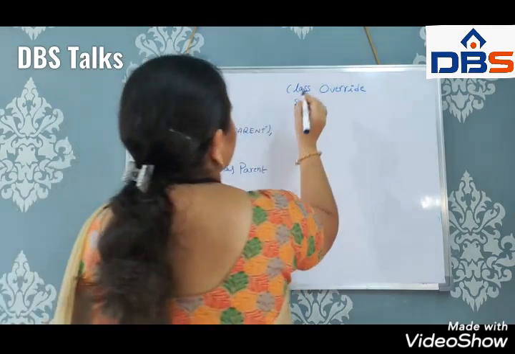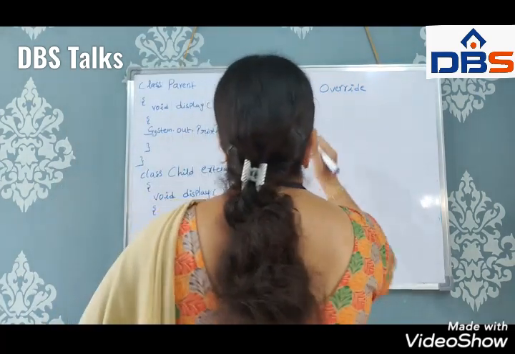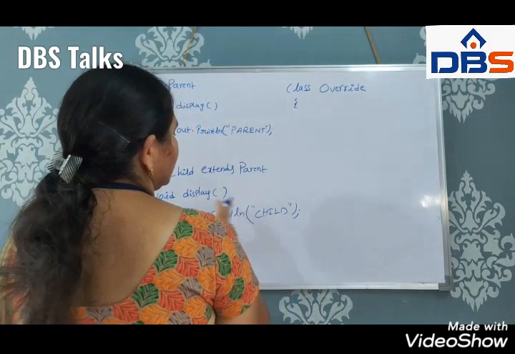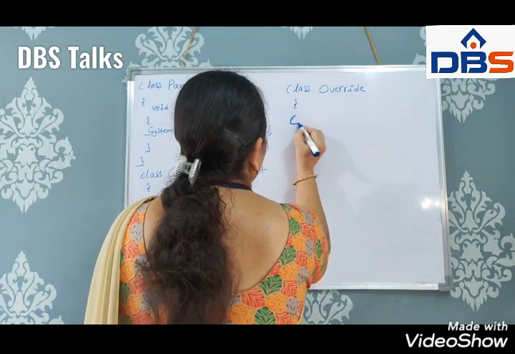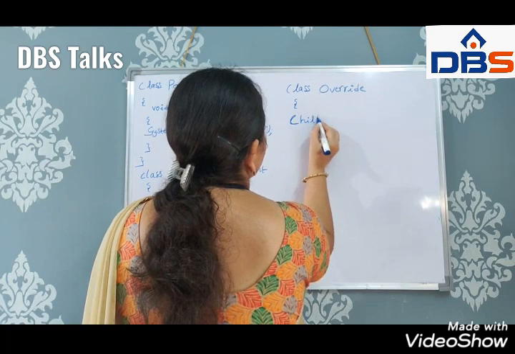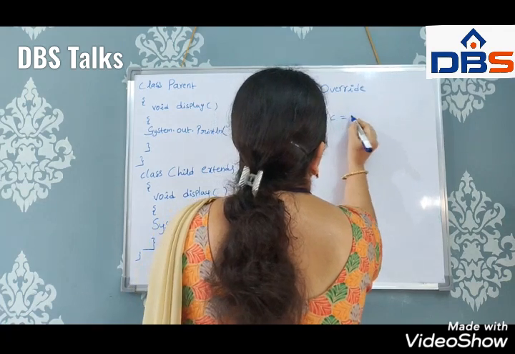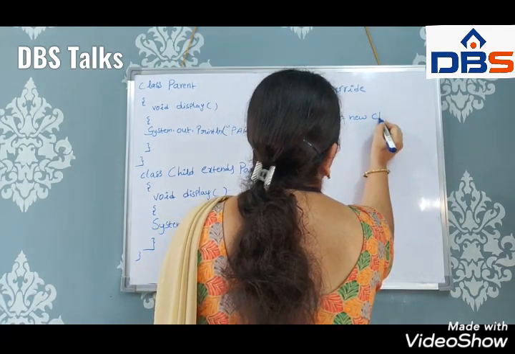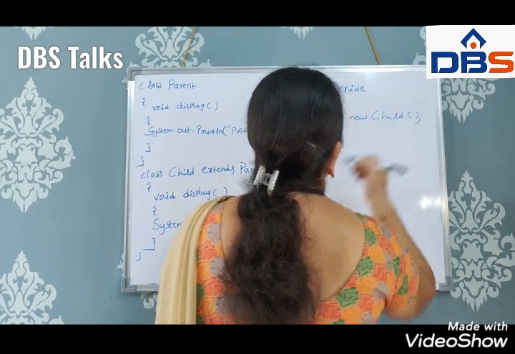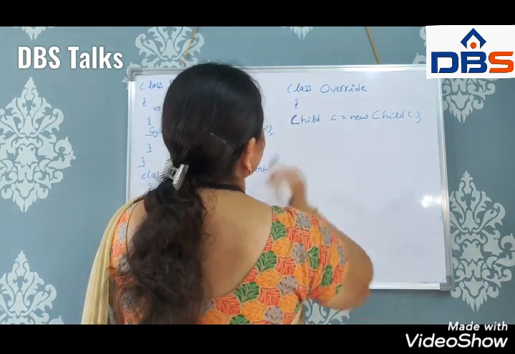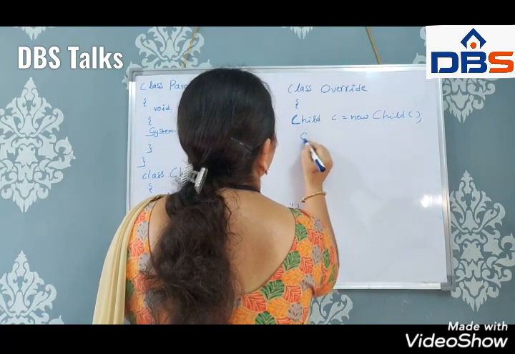Performing the functionality. Then here I need to create an object. So what is our class name, ma'am? Here I want to update which class? Child class. That's why I am using the class name child. Child C equal to new child. So then I need to display child. C dot display.